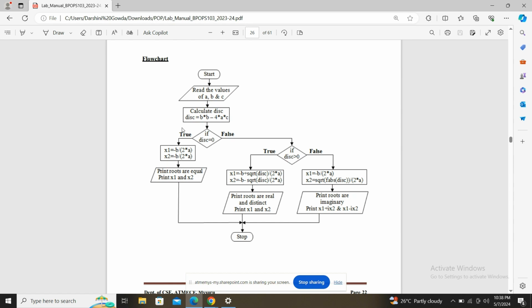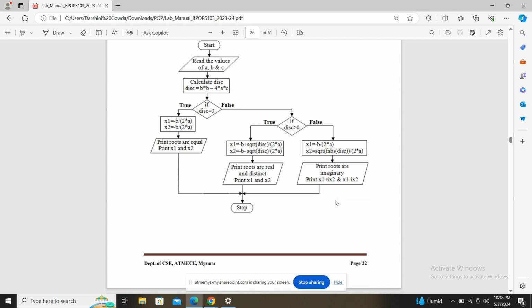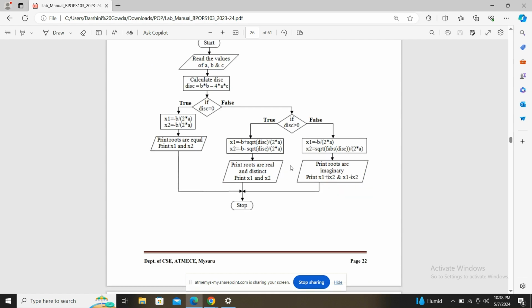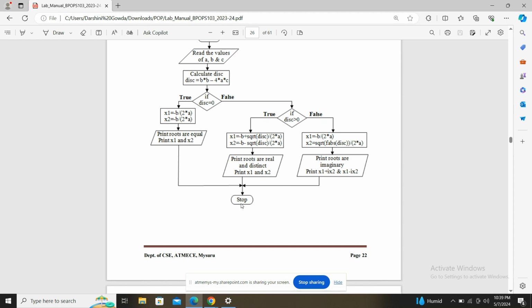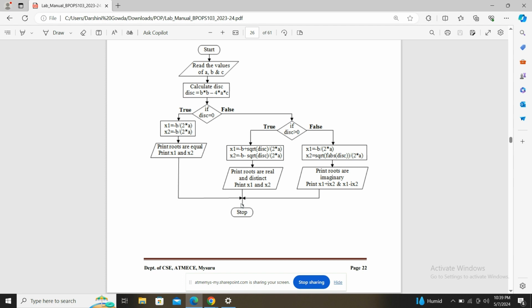What happens if the condition is either discriminant equal to 0 or discriminant greater than 0? If both conditions are false, obviously the discriminant value will be less than 0, that is, a negative value. Then it will compute the roots using this formula and print the result as roots are imaginary. After running this loop, it will exit and go to the stop stage. So this is about the flowchart of our program.